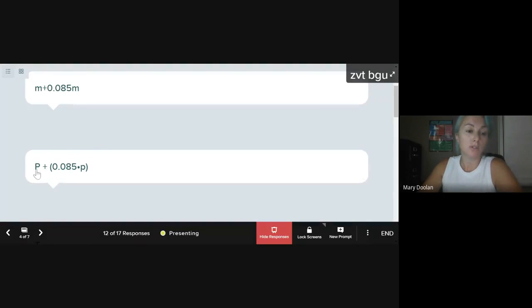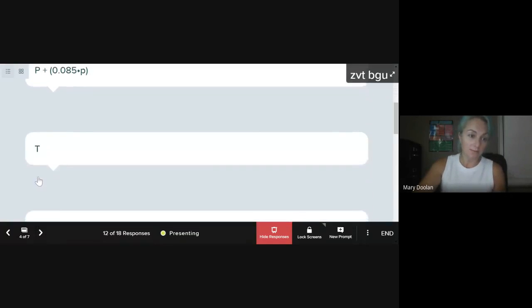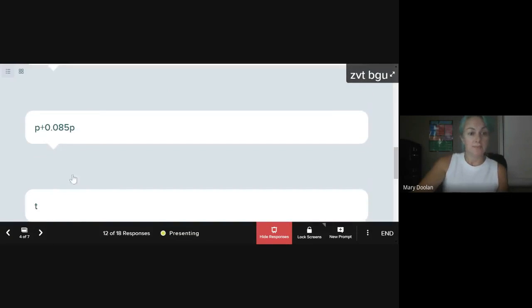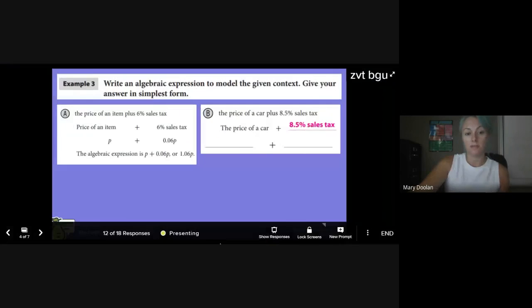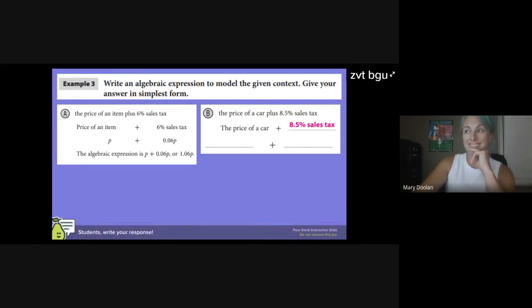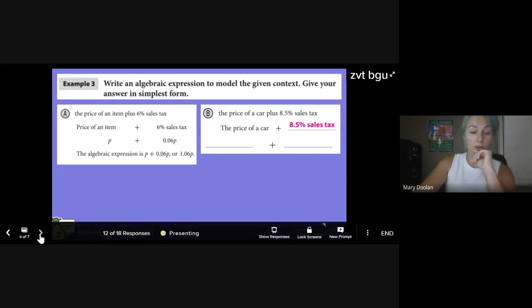Right here, they chose to use p as the variable, and then they used it again here. When you are writing out expressions, you do want to keep your variables in the same case. So if you're going to use lowercase, keep them both lowercase. Right here, this works perfect. All right, so don't stress about adjusting your answer too much. I'm going to go ahead and move forward.